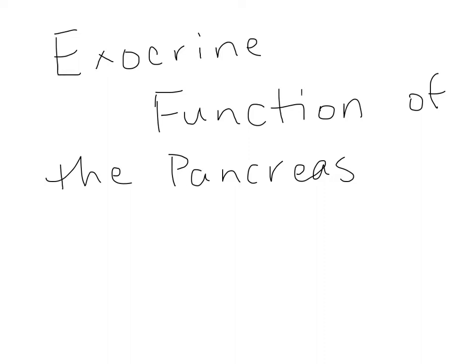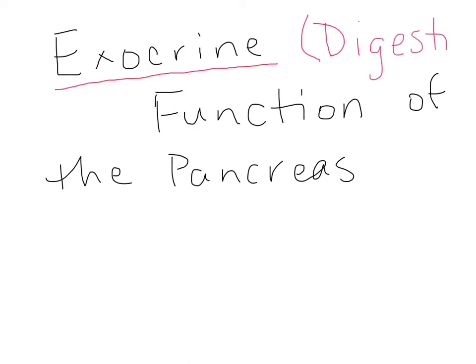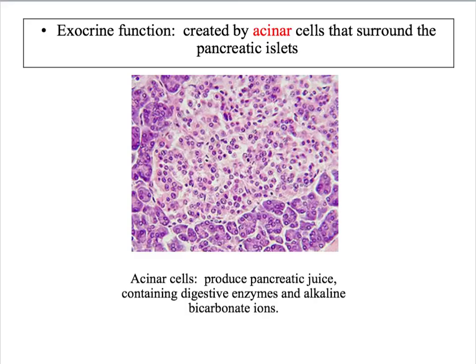Hi students, this is the second video that I'm making about function of the pancreas, and this particular video is going to focus on the exocrine aspect of the pancreas, which is the function of the pancreas that lets it act in a digestive fashion. So again, here's our picture with the microscope slide, and the last video was talking about the islet region of the pancreas, which produced the hormones insulin and glucagon from the beta and alpha cells.